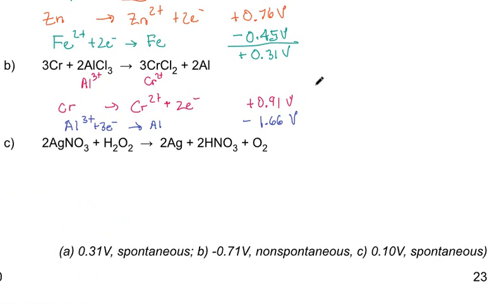When we add these together, we get 0.75, negative 0.75 volts would be our total. And that is definitely what it says on the solution line down here.